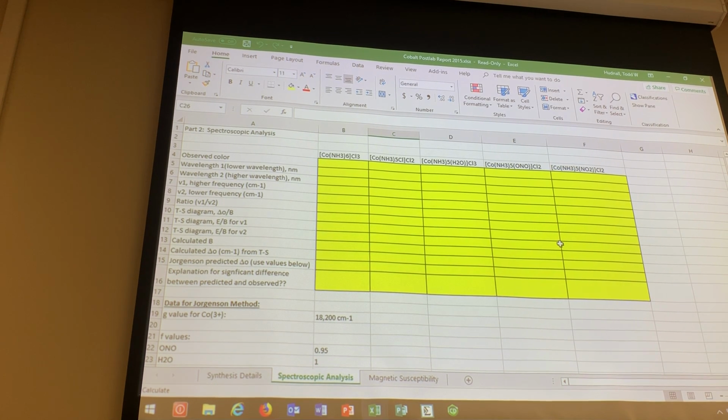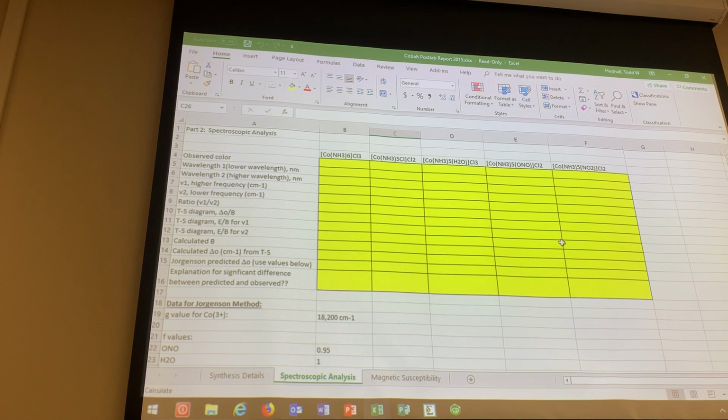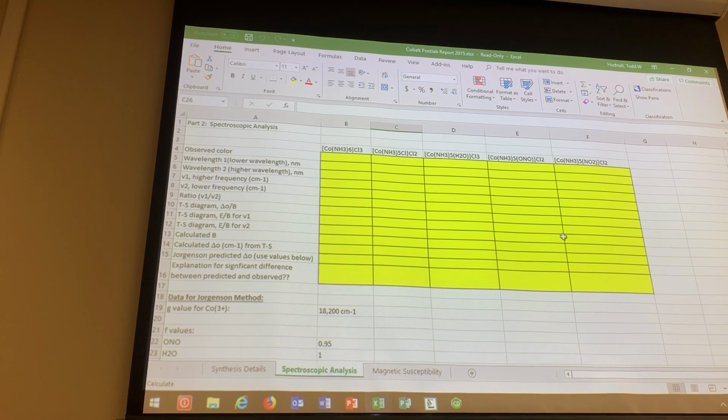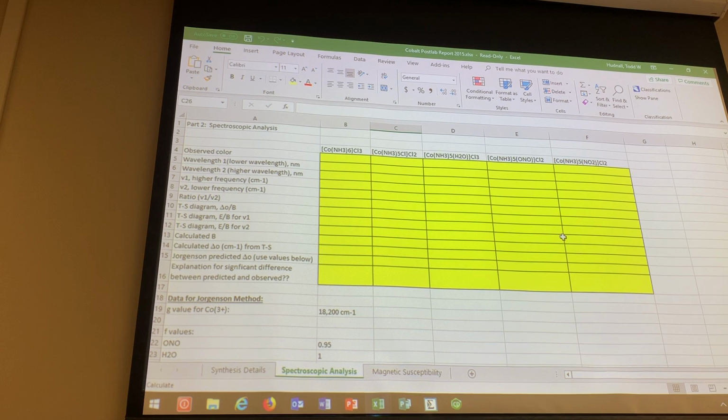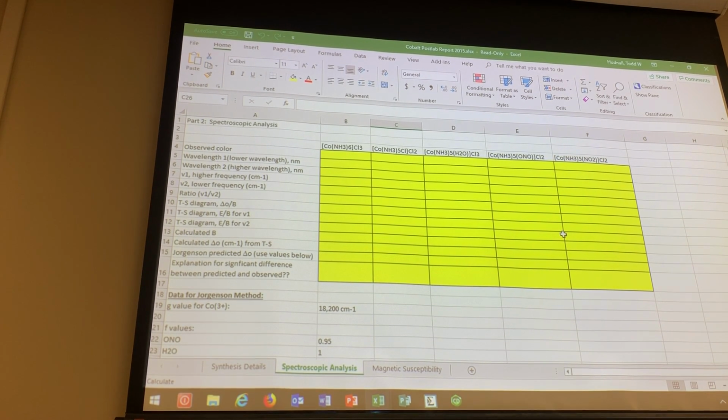Nitro is the same way. You can have a nitro ligand or a nitrito ligand. A nitro ligand is where it's N-bound, nitrito is where it's O-bound. And so the nitro is the thermodynamic product. A nitrito is a kinetic product, basically, so this is less stable.